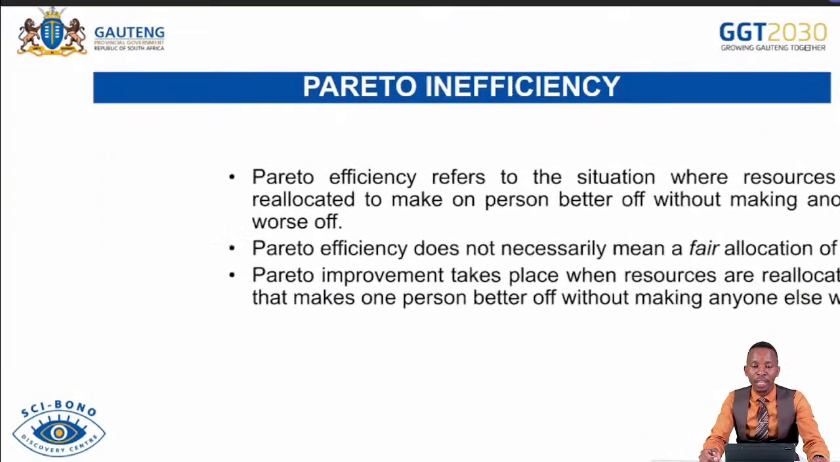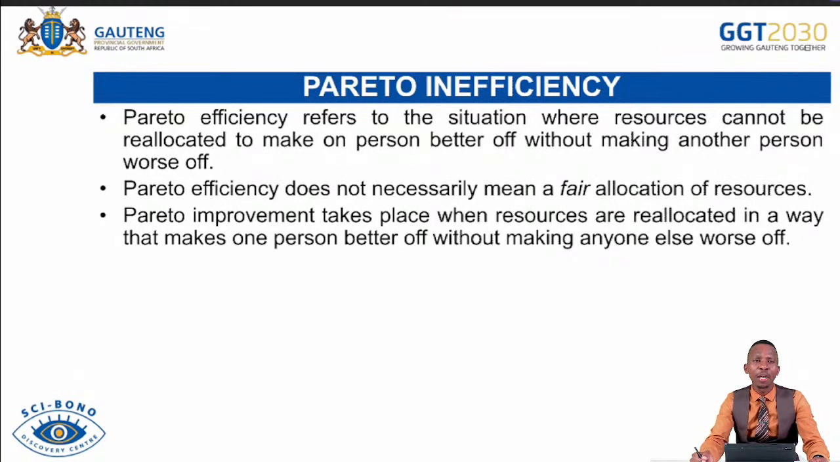And then Pareto inefficiency. Remember, Pareto inefficiency occurs when it's impossible to improve someone's welfare without compromising someone else. So Pareto inefficiency refers to a situation whereby resources cannot be allocated to make one person better off without making another person worse off. Whenever we come across Pareto inefficiency, it's always difficult to make someone better off without making someone worse off. To make someone better off, someone must be compromised, someone should be worse off. That is regarded to be Pareto inefficiency.